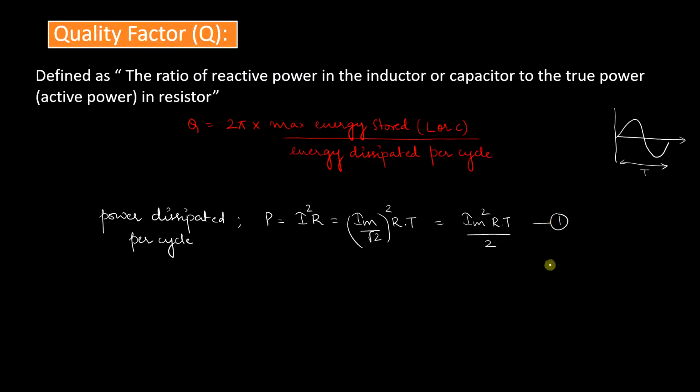Till here it's clear, no? Now we want the maximum amount of energy stored in the inductor or the capacitor. So the expression for quality factor will not be the same for both of them. We need to individually compute the quality factor for an inductor and for a capacitor. So first let me compute for an inductor.